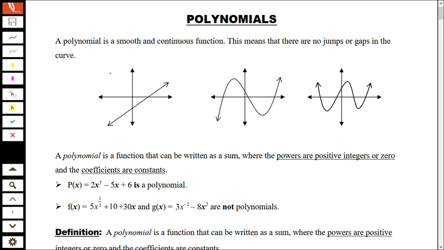A polynomial is a smooth and continuous function. This means there are no jumps or gaps between them. So here are all examples of polynomials. Here's a linear polynomial. Here's a cubic polynomial. And this has got 1, 2, 4, would be a quartic polynomial. You can see they're all smooth, no gaps, no jumps.